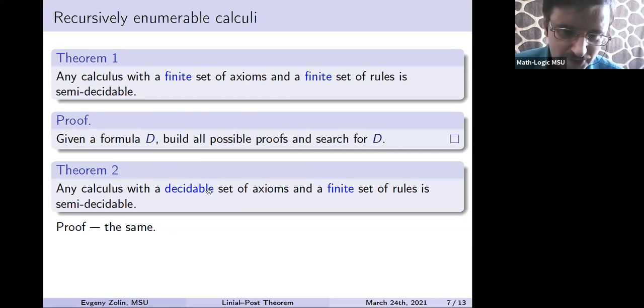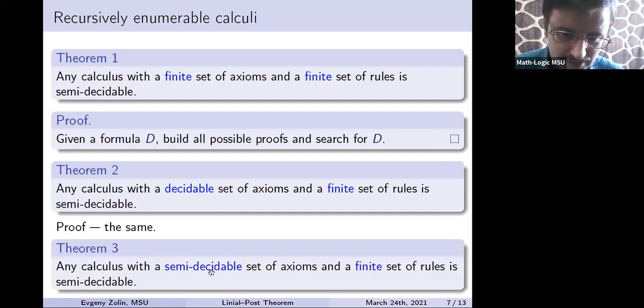And moreover, we can even strengthen this Theorem 2 even more. We can replace decidable by semi-decidable sets of axioms and still obtain semi-decidable sets of theorems.